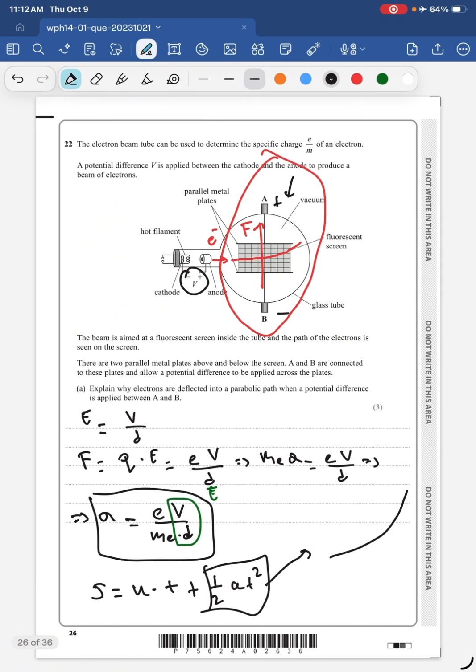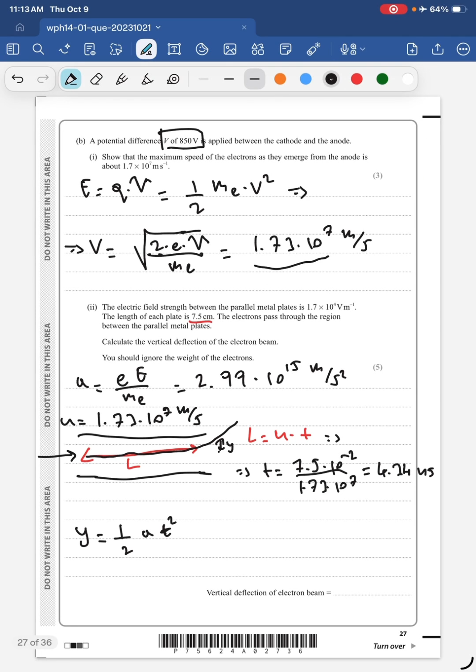By the way, I want to make a correction here. This should be y equal to 1/2 at squared, okay? Because there is no initial velocity in the y direction, right? Because in the y direction, the velocity is 0 initially, and then they start accelerating upwards, so they acquire a y component due to this electric field, okay? I hope this makes sense. So it's difficult to explain it on the iPad. It will be easier in the classroom.